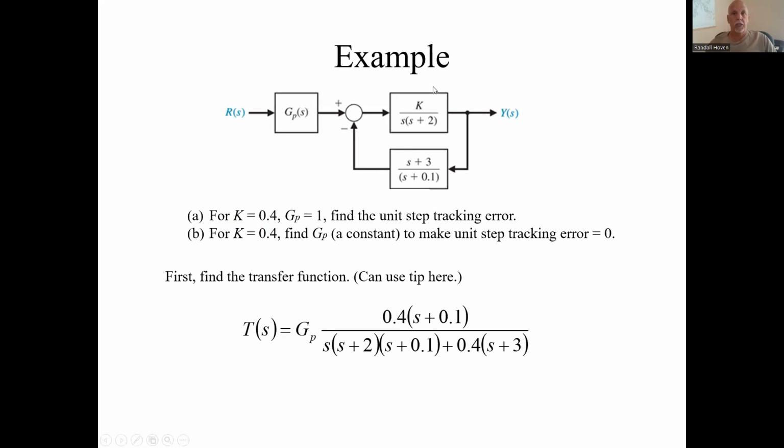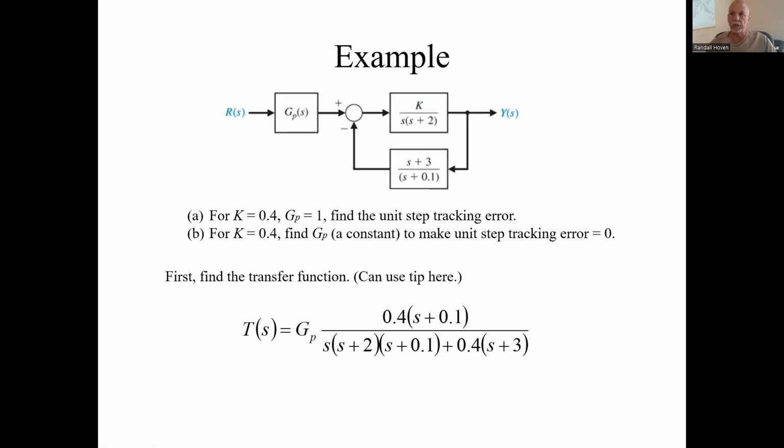We're going to say this k here is equal to 0.4. Find the unit step tracking error. That's part A. And then find a g sub p to make the unit step tracking error be 0. First, you need to find the overall transfer function. Well, this thing is just going to multiply it. But here we have a g and an h here.